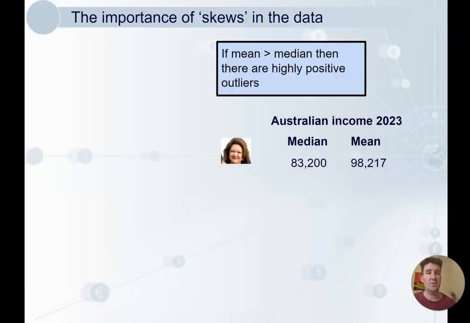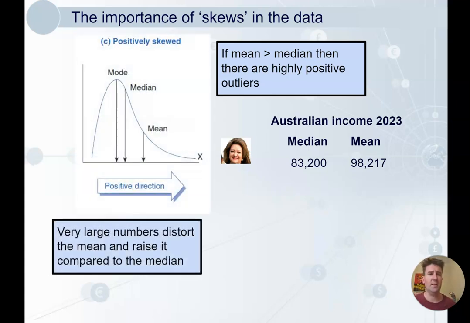So we are going to see some skews in data. So what happens here? We've got positively skewed data in this direction. So the mean, this is like incomes, the mean is much higher than the median. So if the mean is greater than the median, there are highly positive outliers, like Gina Rinehart, with her millions and millions of dollars a year in income. So very large numbers distort the mean and they raise it compared to the median. So here, mean income 98,217, median 83,200.